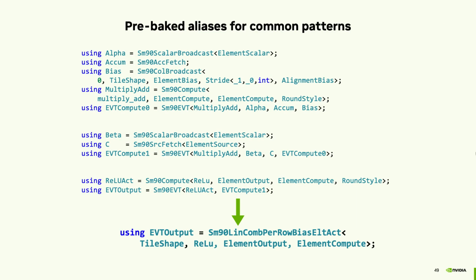So hopefully this has given you a sense of how you can build up a slightly more complicated epilogue using these primitive building blocks. To make matters a little bit easier for users, CUTLASS also comes with a number of predefined aliases for common epilogues. So for example, the epilogue that we just saw could be more succinctly represented via the two lines at the bottom of this slide. And we have a number of other pre-baked aliases like that.